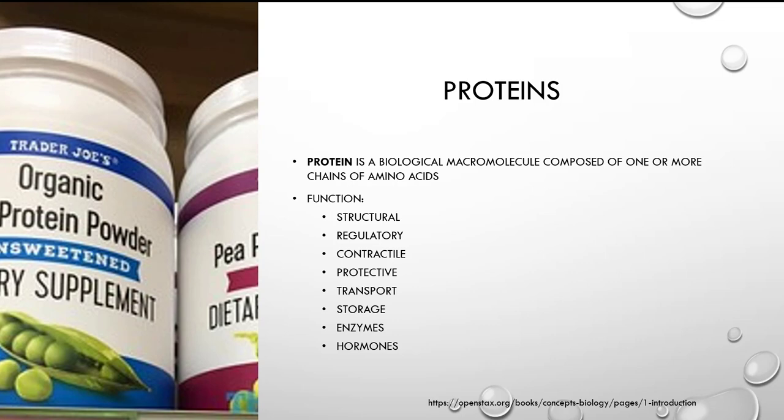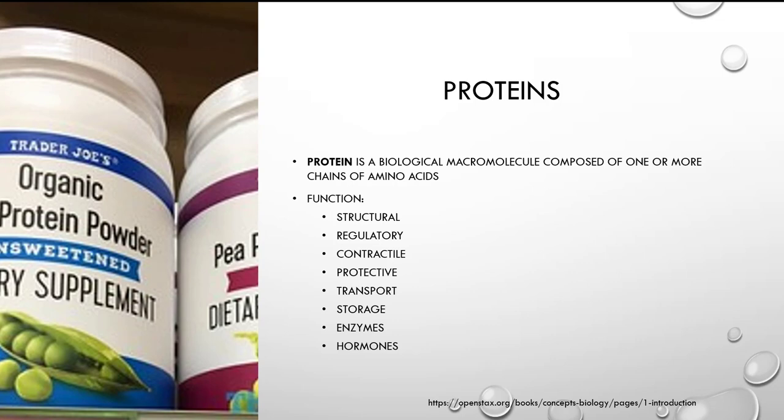So I always think of proteins as the building blocks of life, because basically everything you look at in your body is protein based. So protein is composed of one or more chains of amino acids. So amino acids are the monomers of the polymer protein. And proteins carry a lot of functions in our body.